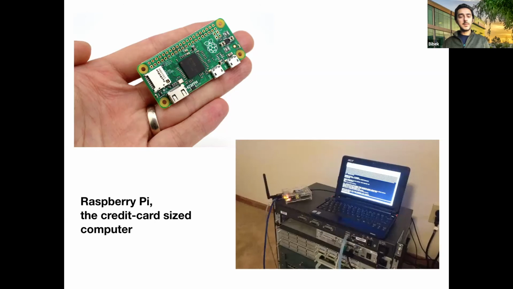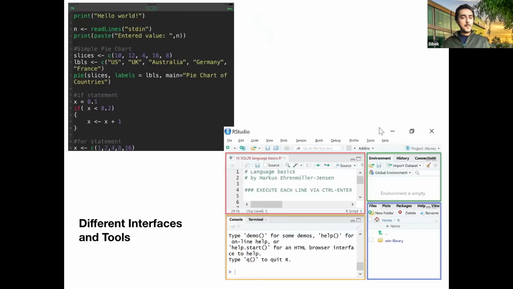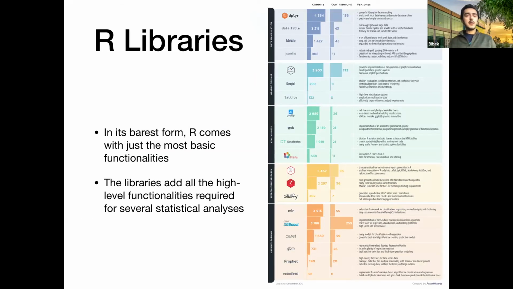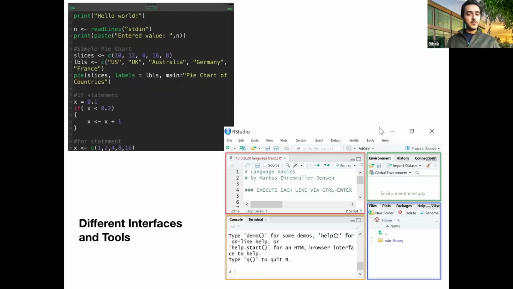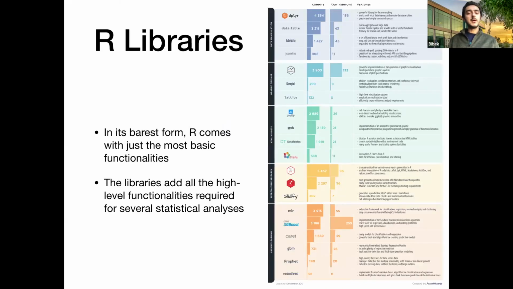Now, R is composed of two main components. The one that I just showed you in the previous slides, the tools that you use on your computer, are only one part, right? And in its barest form, R comes with just the most basic functionalities. You can read a file, you can do basic statistical summarization and so on.